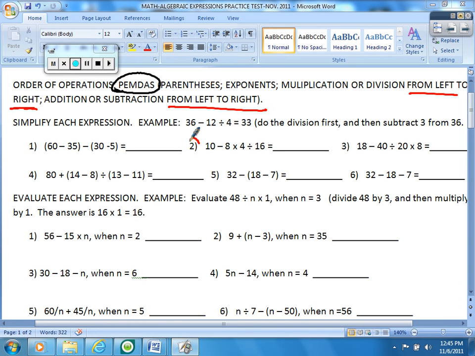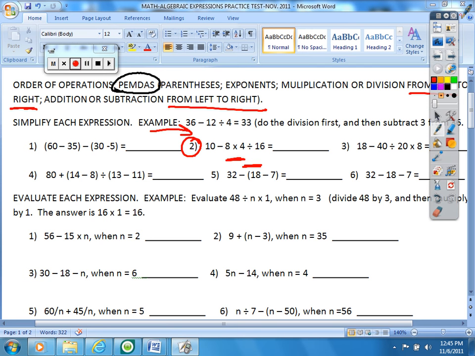So let me do number 2. If you look at the problem, 10 minus 8 times 4 divided by 16. If you go in any order you want to, or an order that you think is easier for you, you may not get it right. So what you have to do is follow your rules. My rules say to do any parentheses. I don't have parentheses. Then do any exponents, no exponents. Then I go back and look and see if I have any multiplication or division. Well, I do. I have a multiplication and a division. Which one do I do first? Well, my rules say to do the multiplication or division as it occurs going from left to right. So in this case, I'm going to do my multiplication first.